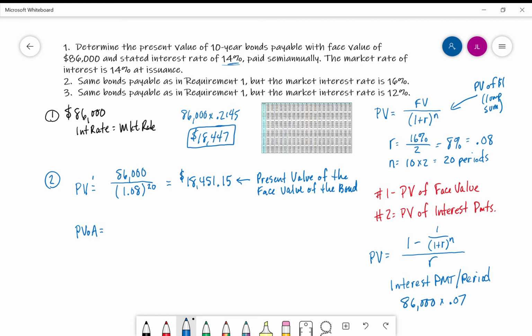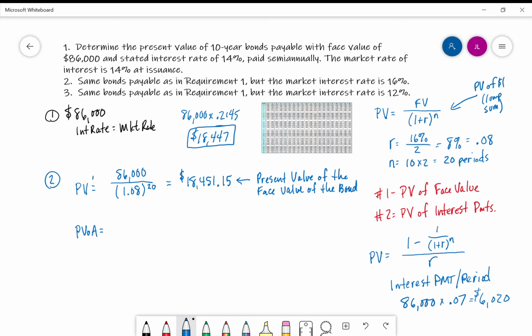Remember, that's this 14% divided by 2, since it's paid semi-annually. If it were paid quarterly, it would be divided by 4. If it were monthly, it would be divided by 12. So 86,000 multiplied by 0.07 means we are paying $6,020 in interest every 6 months on this bond.